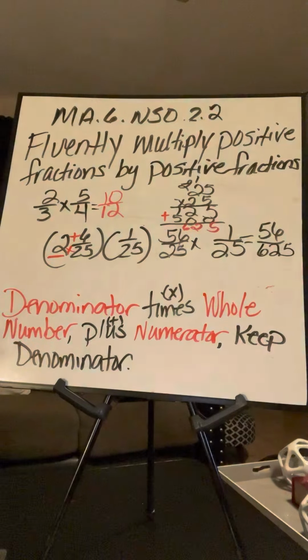It's not asking us to simplify it or anything like that. It's just asking us to multiply. If it did ask for the fraction to be simplified, we would find the greatest common factor, and then we would divide it into both numbers to simplify it.